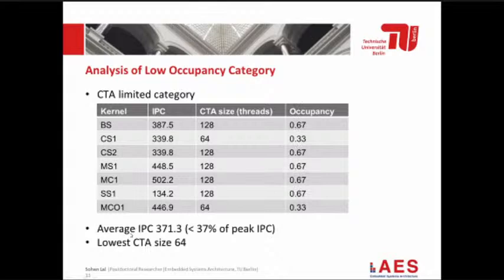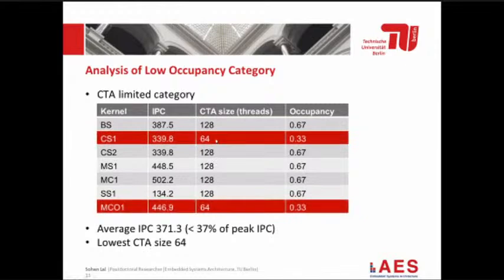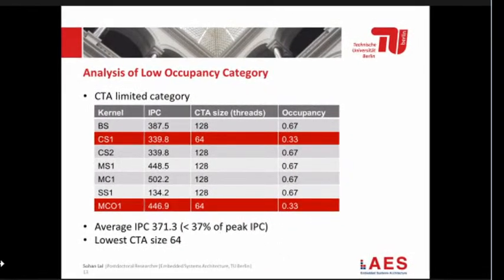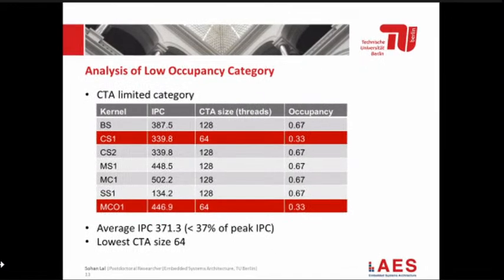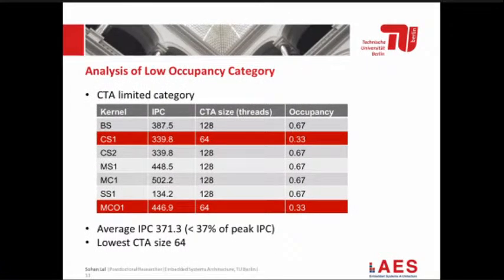If we look into this category, the average IPC is 371 for this category of kernel, which is less than 37% of the peak IPC. According to our study, this is very bad for energy efficiency. We need to do better. The lowest CTA size is 64 here. There are two kernels whose CTA size is 64, and CTA size basically tells us how many threads are in this block, the cooperative thread array. CTA is a unit of scheduling across different multiprocessors in a GPU.